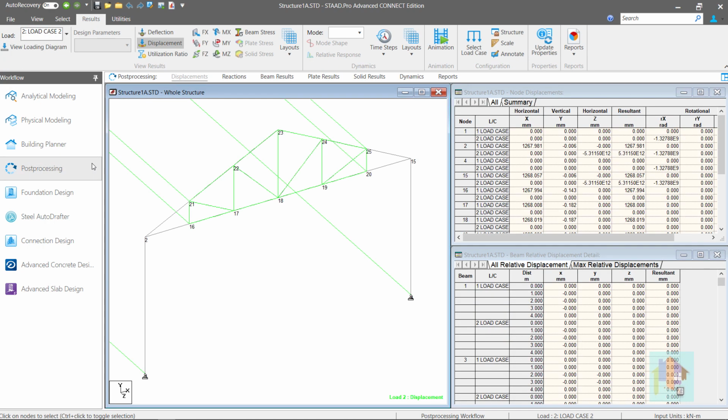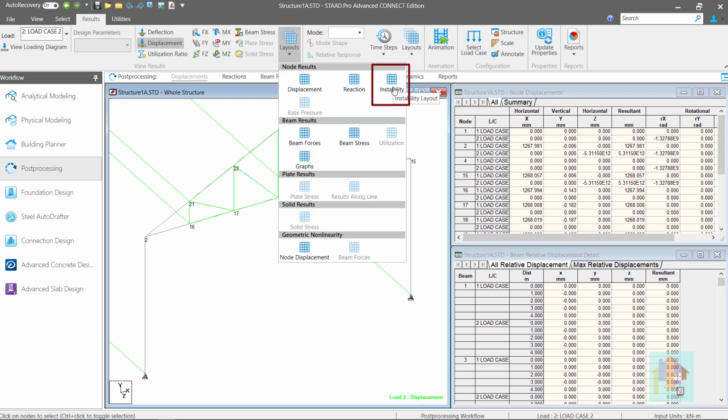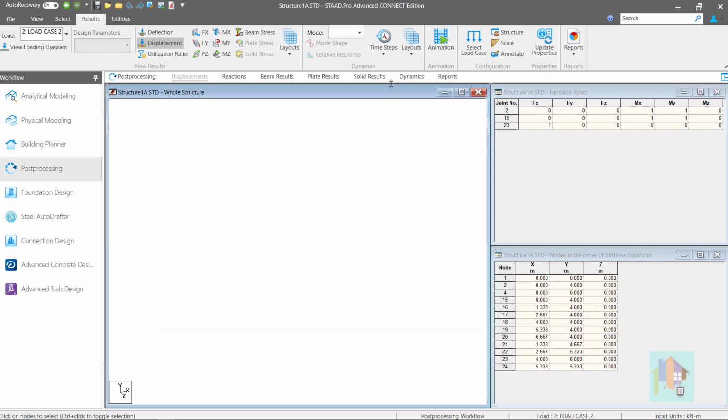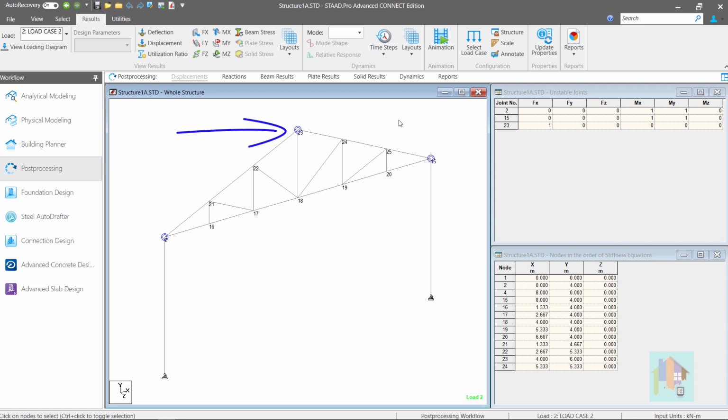We can also check the instability location from the GUI. In the post-processing mode, under Layouts, the instability option is available only for those models which have some issue, else it will be grayed out. Using this, we can highlight the problematic locations on the structure. Note that the location of instability is only an estimate based on the nature of the numbers in the stiffness matrix. Hence, it is difficult to pinpoint with accuracy.